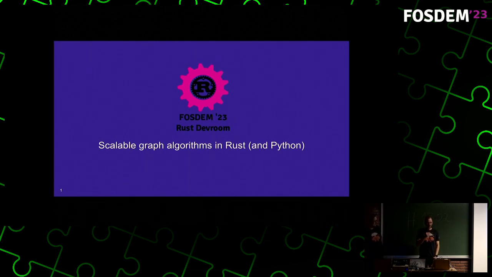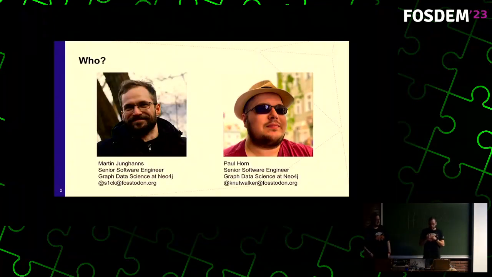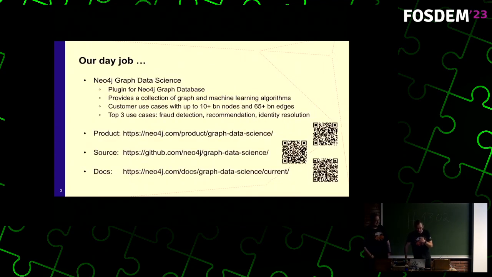Thank you. Hello, I am Martin. I'm here with Paul, and we talk about scalable graph algorithms in Rust and some Python. Who are we? We are both engineers at a company called Neo4j, and the J stands not for R like Rust, unfortunately, but we will talk a little bit about what we do in our day job, which is we work on a product which is called Neo4j Graph Data Science.